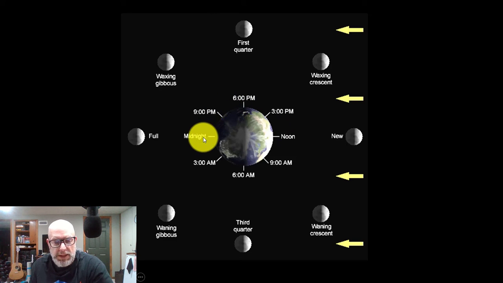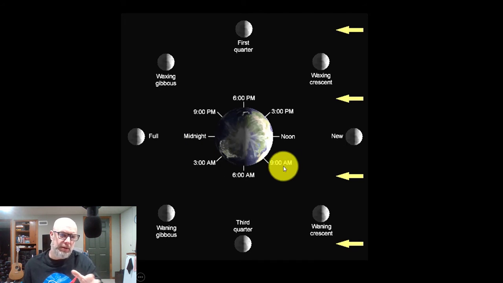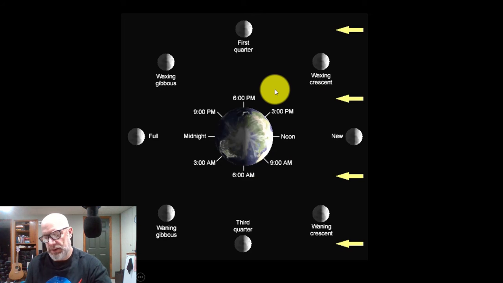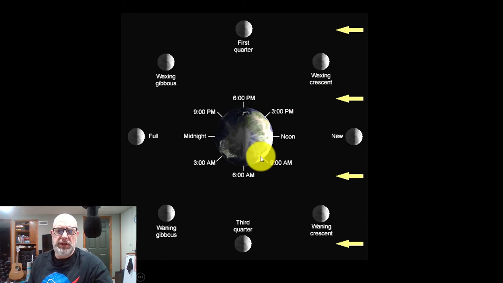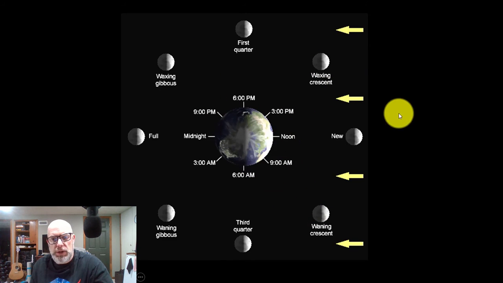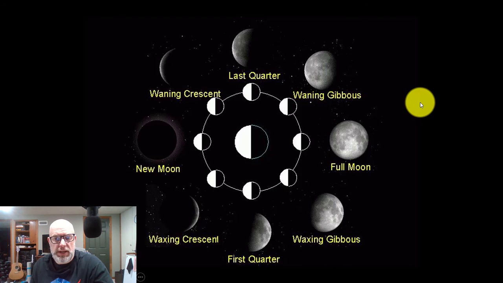So we could say the first quarter moon rises at noon, hits its highest point at 6 p.m., and sets at midnight. Of course, our times are all roughly a 12-hour shift exactly, and depending on the season and your location, there's lots of variability to that. So we're just going to keep it simple and go with that. It's give or take a little bit. Okay, so you can do that with any phase, and you can figure out when the moon's going to rise, when it's going to set, and when it's at its highest point.